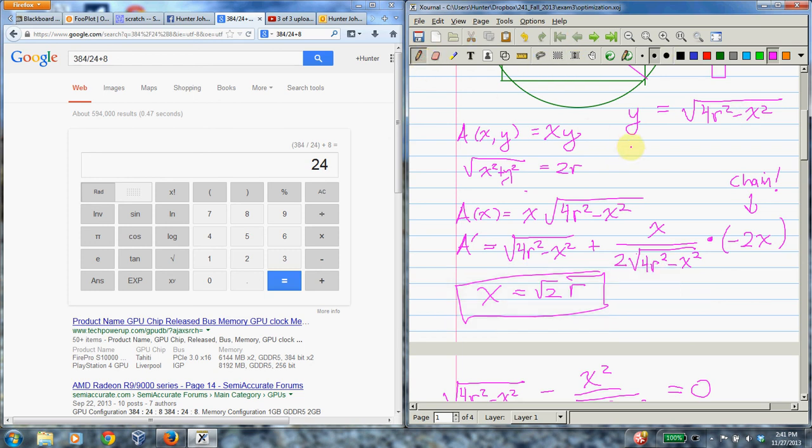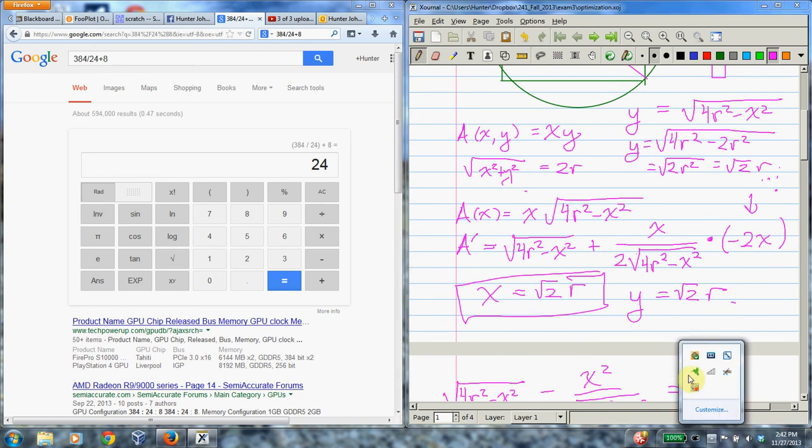What happens if you do that? You get y is equal to the square root of 4r squared minus 2r squared. So that's the square root of 2r squared, and that is the square root of 2 times r. So that's also what y is equal to. Right. So that's it. That's how you do the optimization problems.